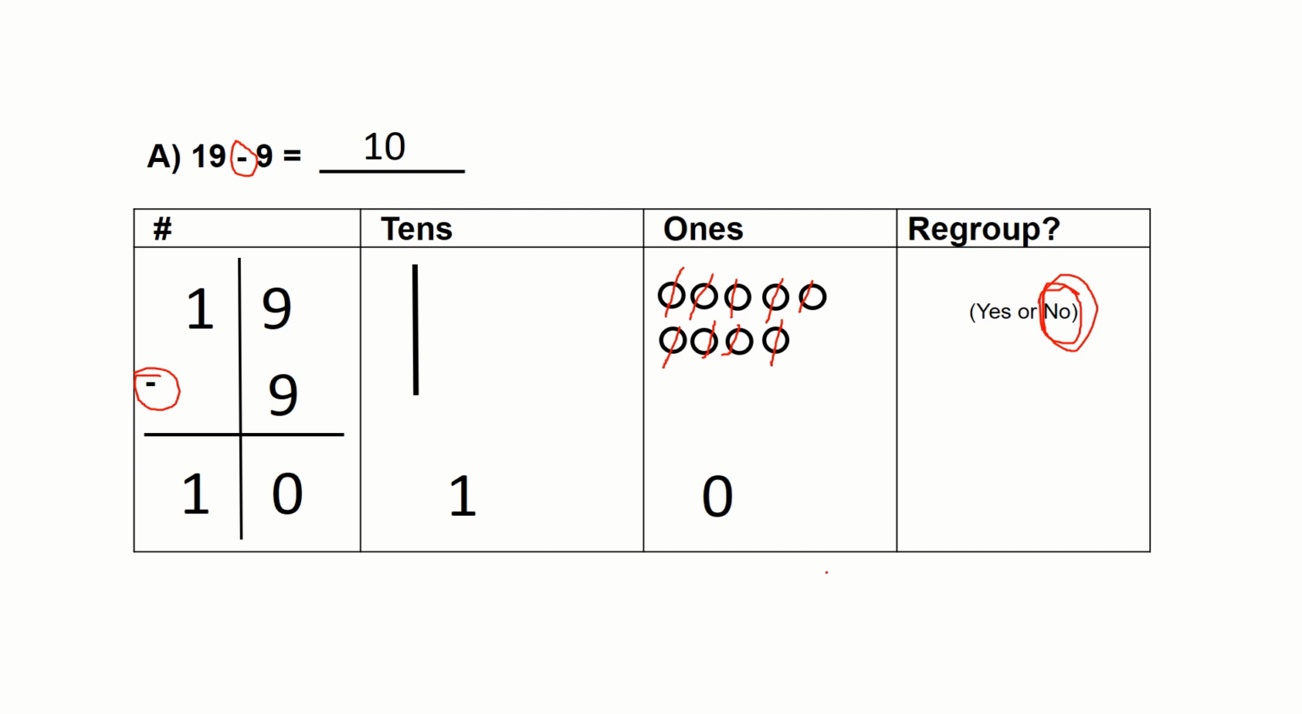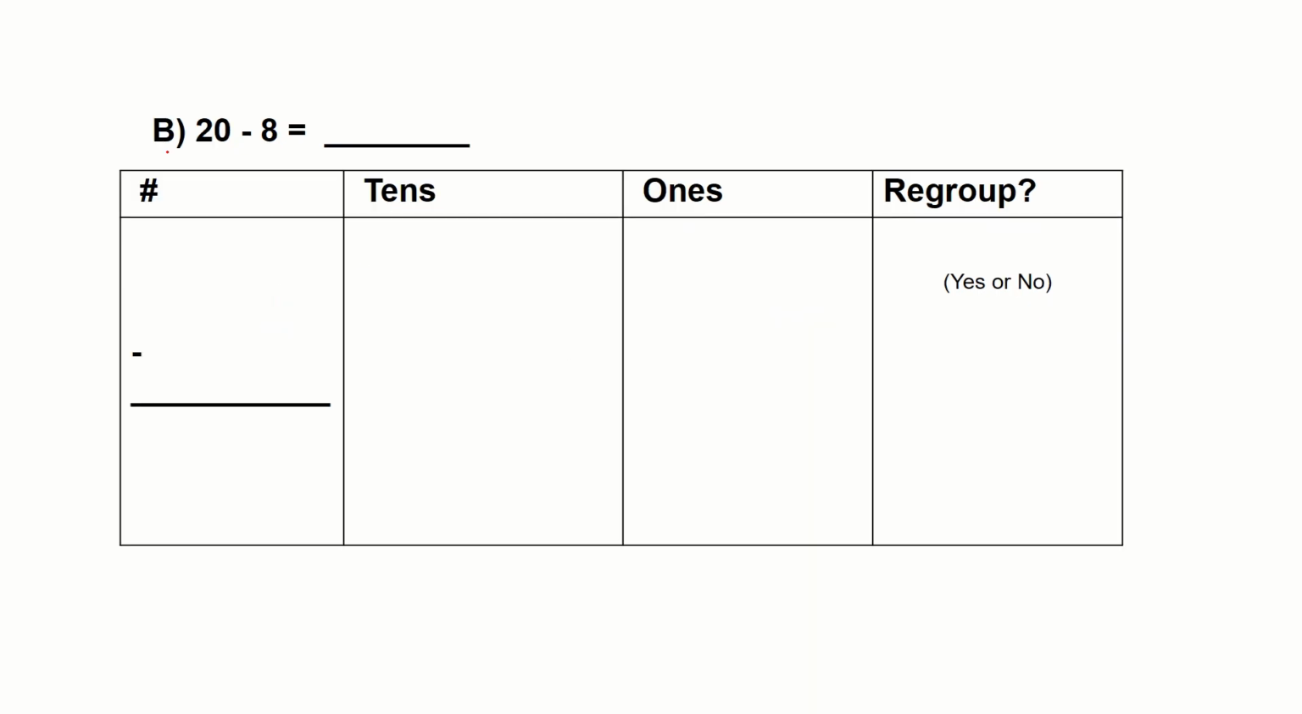Now let's take a look at our next problem. We have 20 minus 8 equals blank. Just like the other problem, I'm going to start off by drawing my line straight in the middle. I see my straight line in the middle. Now I'm going to write my numbers, 20 minus 8, inside my place value chart. My first number is 20. My second number is 8.